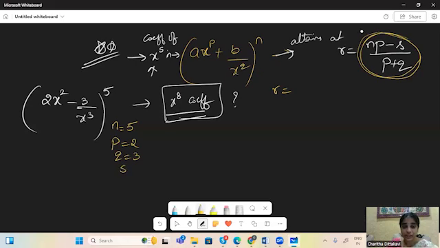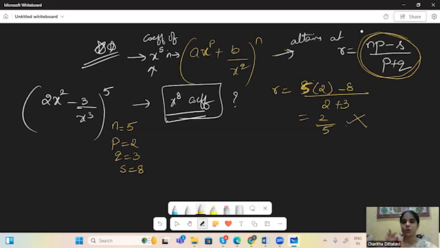And what is s? s is nothing but I want x to the power 8, so 8 is my s. So s equal to 8. Just replace. n is 5, right? So 5 into p, that is 2, minus s, that is 8, by p, which is 2, plus q, that is 3. Now 10 minus 8, that is 2 by 5. Oh my God, r is 2 by 5.